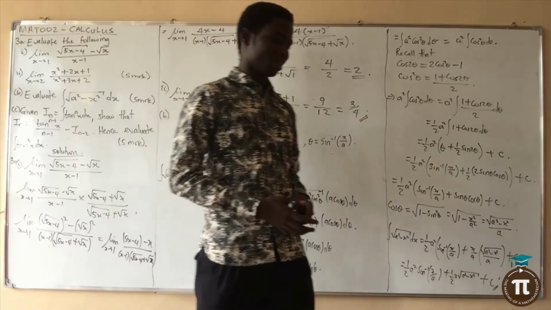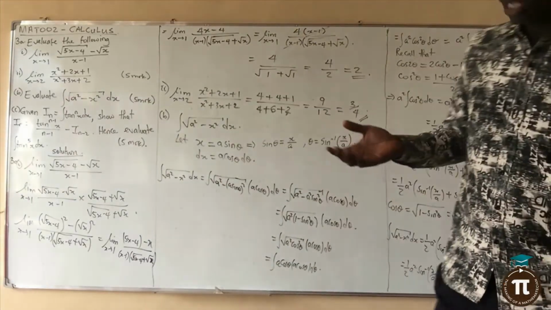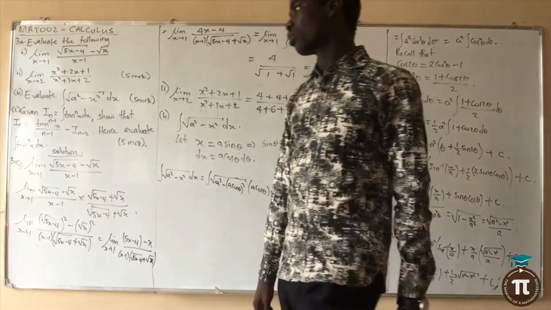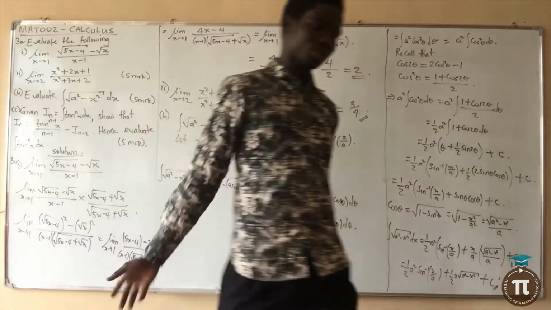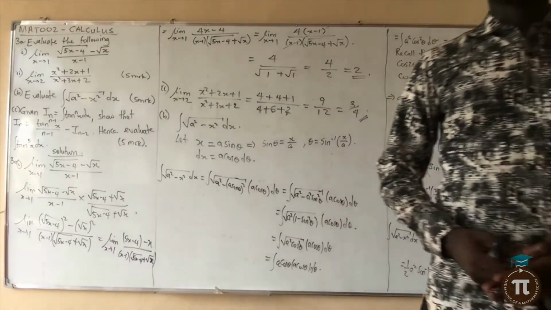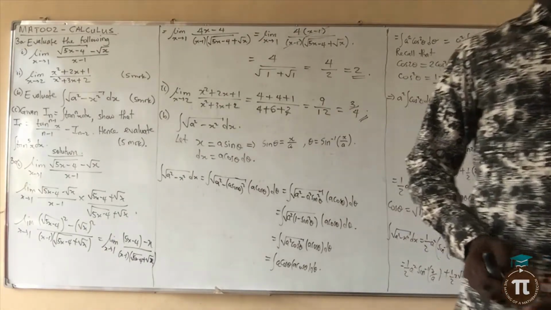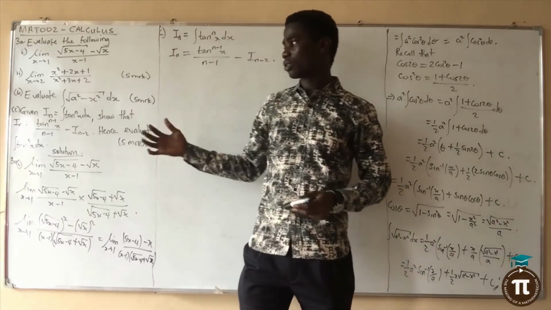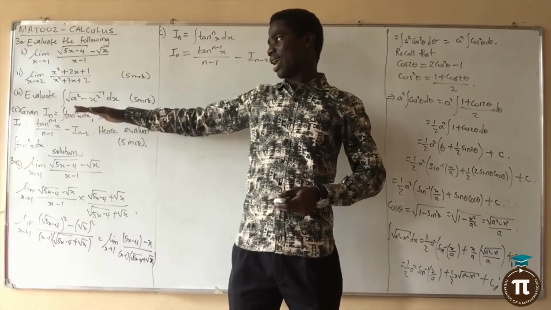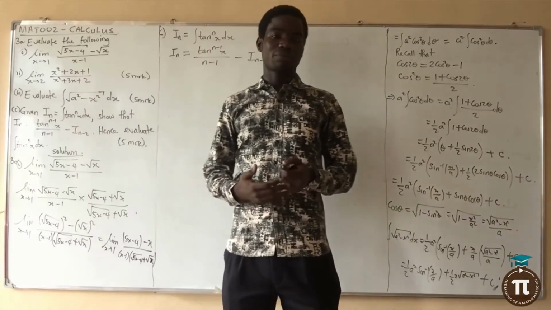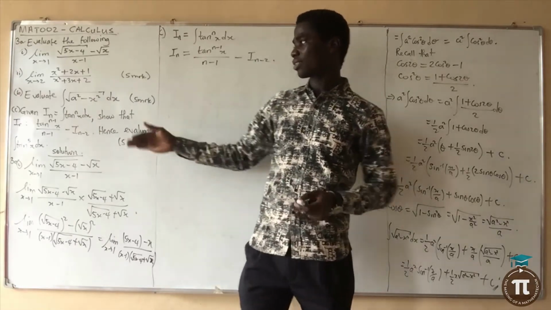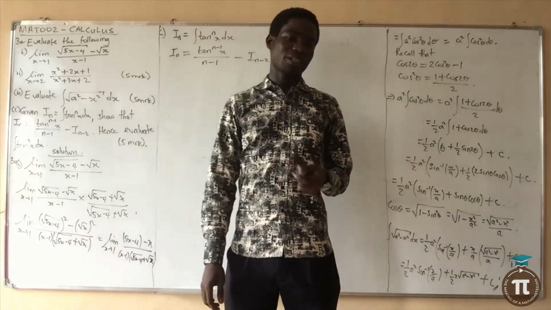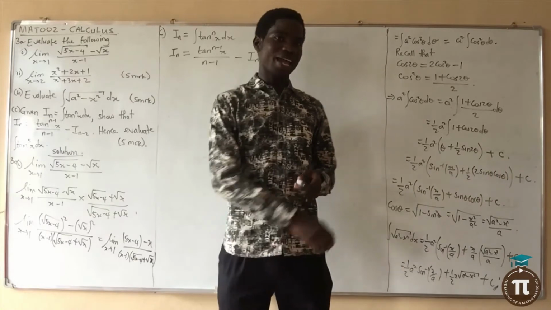I hope you understand. Let's come to the third part, which is the last one, the C part. We are told to evaluate this. Let's come to the last part. So the third part, given In is equal to integral of tan nx dx, show that In is equal to tan n minus 1 x, all divided by n minus 1, then minus I n minus 2.